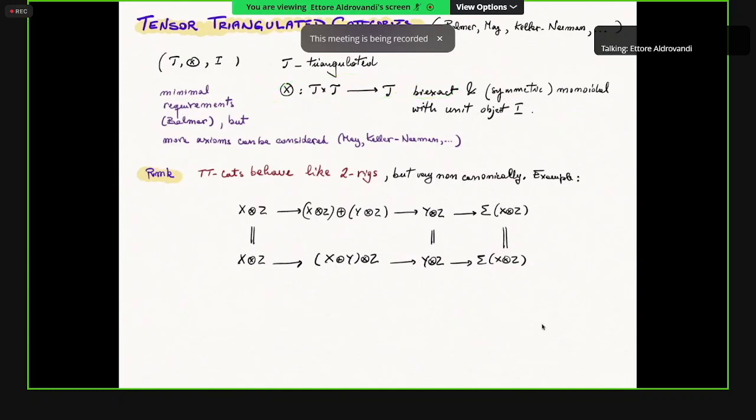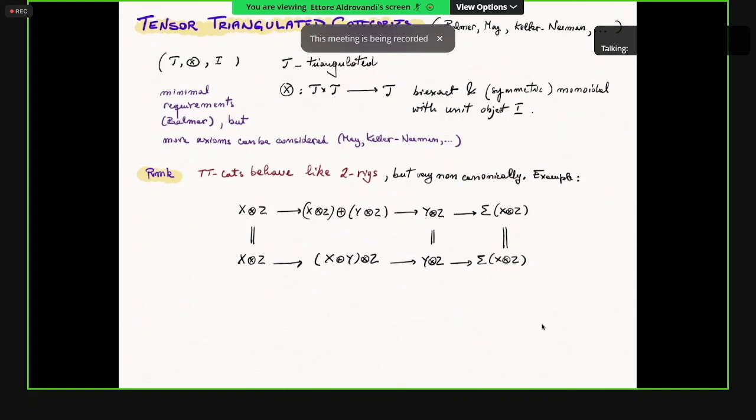People do not usually take for granted a fixed list of axioms. So this is on the minimal side. It's known that there are possibly many more properties that one can decide to throw in as an axiomatization of what a tensor triangulated category should be. But this is a sort of bare minimum.